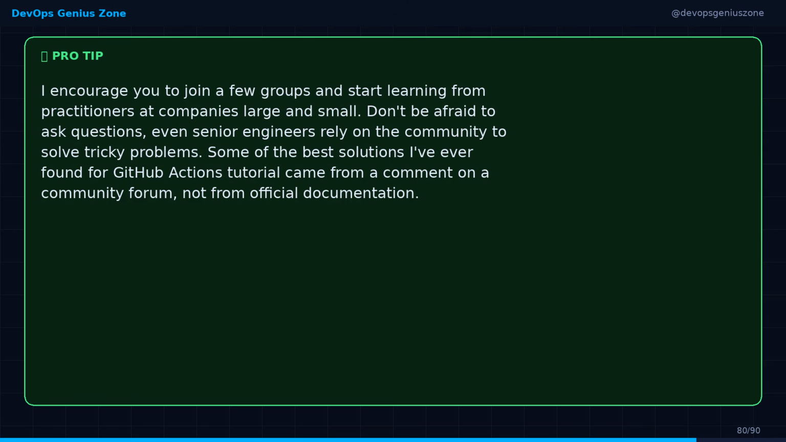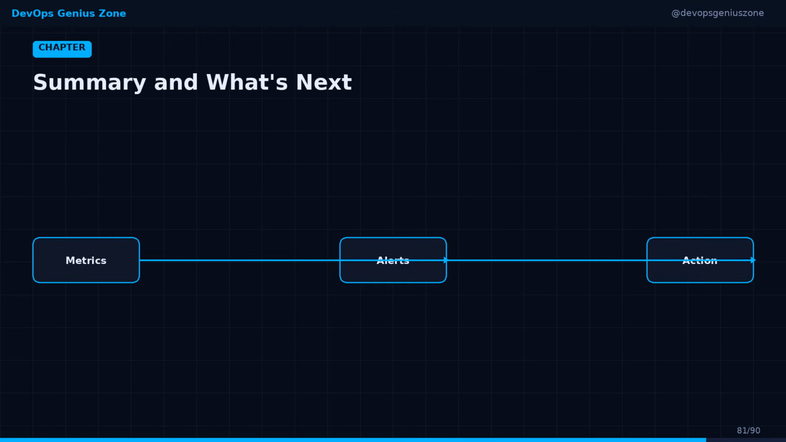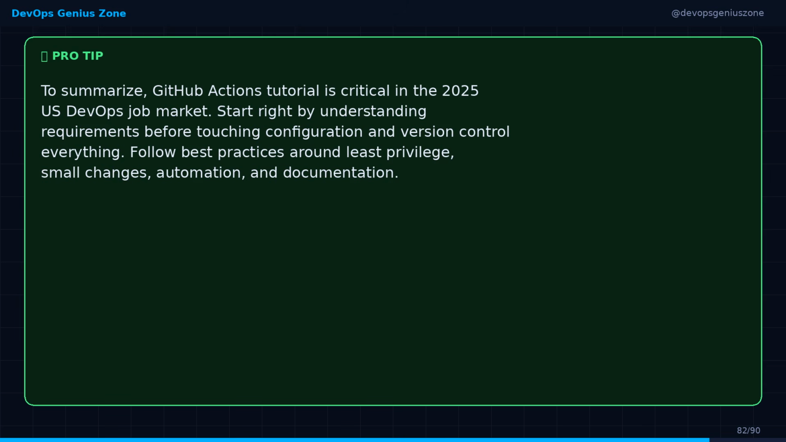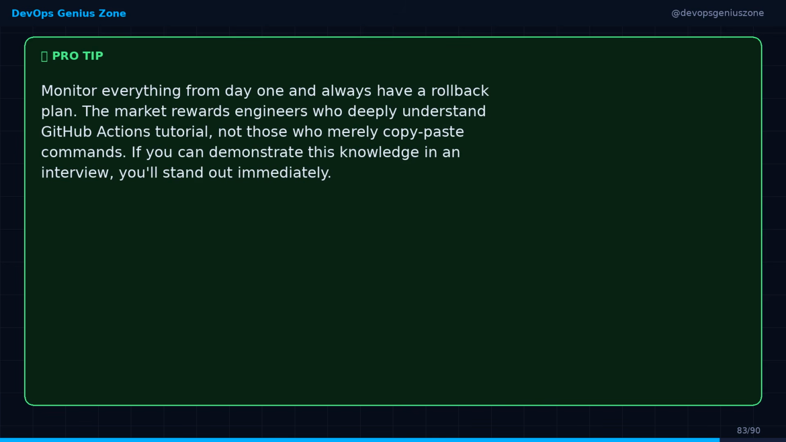The community around GitHub Actions tutorial is one of the most active in tech. There are dedicated Slack workspaces, Discord servers, local meetups, and global conferences like KubeCon, re:Invent, and HashiConf. The DevOps community in the US is incredibly welcoming and always willing to help newcomers. I encourage you to join a few groups and start learning from practitioners at companies large and small. Don't be afraid to ask questions, even senior engineers rely on the community to solve tricky problems. Some of the best solutions I've ever found for GitHub Actions tutorial came from a comment on a community forum, not from official documentation.